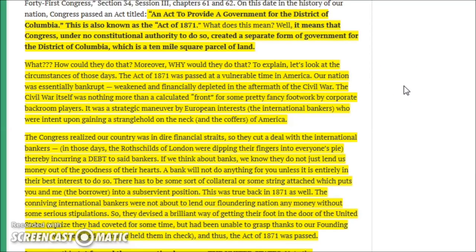But basically, it's not beholden to any other city-state, just like the city of London and just like the Vatican. Those are the trilateral city-states that rule all. Why would they do that? Let's look at the circumstances.